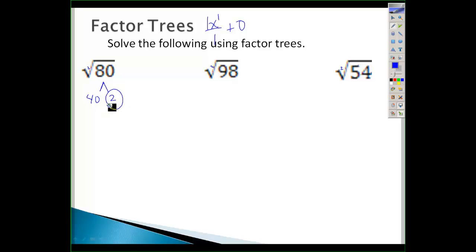Every single prime, you have to circle it. I'm going to be looking for that on papers. 40, I know 20 times 2 is 40. I'm going to circle that prime. That's an even, so I know 10 times 2 is 20. And I know 5 times 2 is 10. So I'm going to circle those primes. And the neater you do it, the easier it's going to be for you.